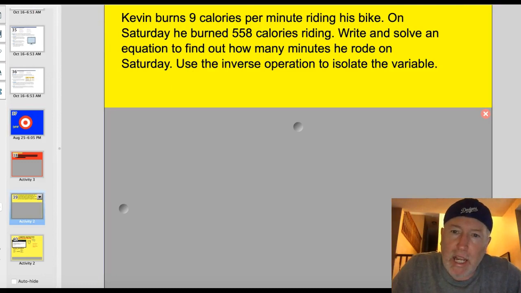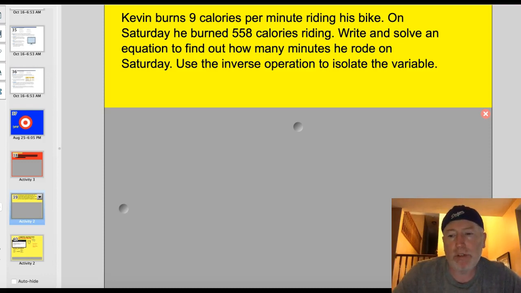Kevin burns 9 calories per minute riding his bike. On Saturday he burned 558 calories riding. Write and solve an equation to find out how many minutes he rode on Saturday. Use the inverse operation to isolate the variable. I know this sounds complicated, but we've been through this before. You know what we're going to do. We're going to write the equation. Here we go.